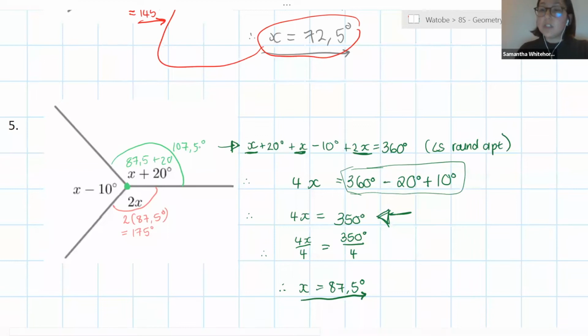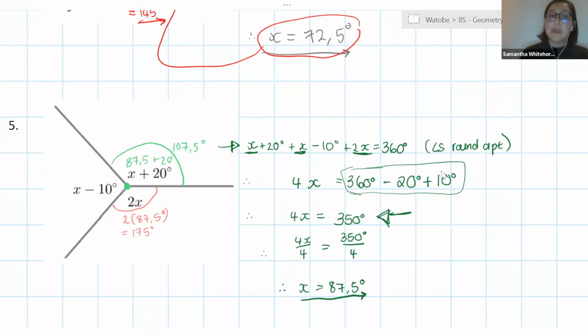But for what we wanted to do, we wanted to solve for x. So just bear in mind to read the question carefully. And if you need to, you're always welcome to substitute back if you want to.